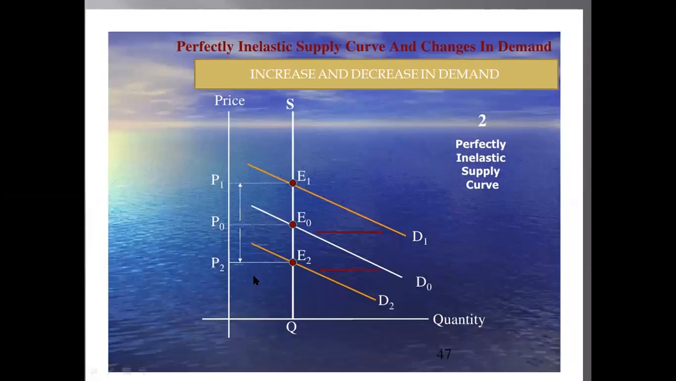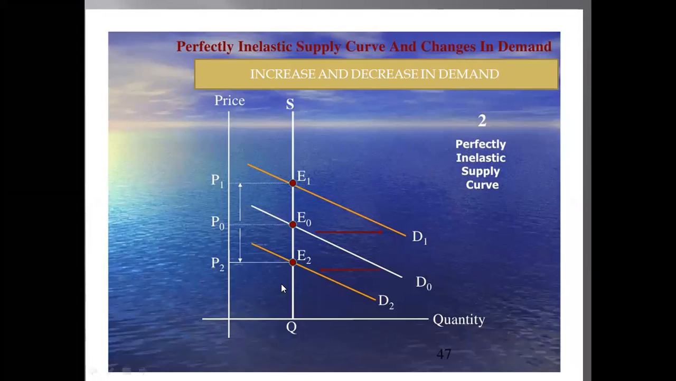Now, when there is a perfectly inelastic supply curve and your demand is increasing and decreasing, when the demand is moving from D to D1, the price is also increasing and your equilibrium point is changing. Then when the demand is moving from D0 to D2, again, your price is decreasing and your equilibrium point is also changing, because at this particular point, your supply and demand curves are intersecting. So when the demand curve is changing, your supply being constant, that is inelastic, only your equilibrium points are changing. Your equilibrium prices are changing, but your equilibrium quantity is remaining constant.